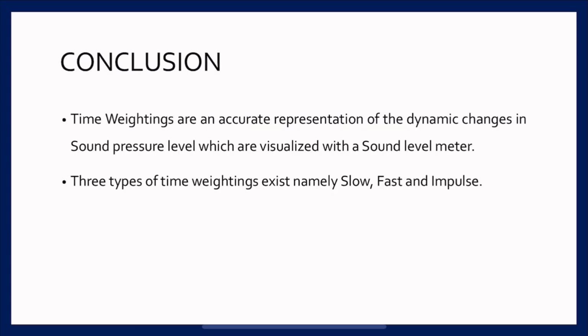So to conclude, time weightings are an accurate representation of the dynamic changes in sound pressure level, which are visualized with the sound level meter. And there are 3 types of weighting, namely slow, fast, and impulse, although the impulse is not in use currently.